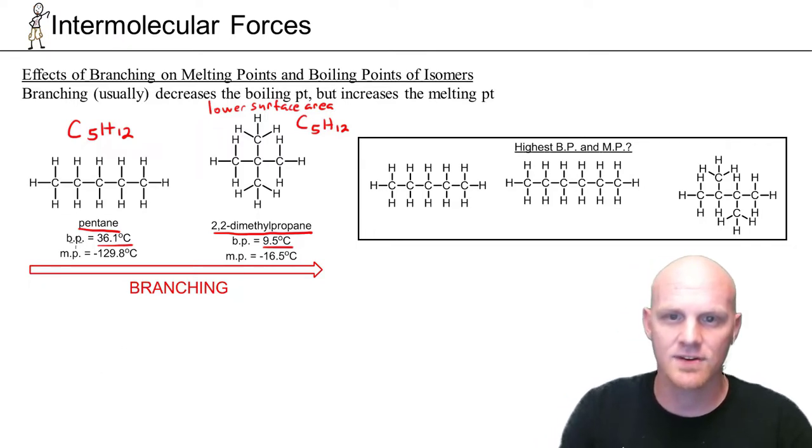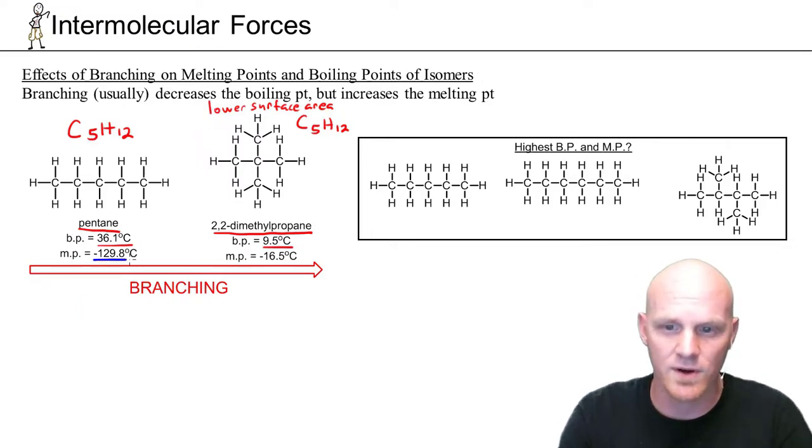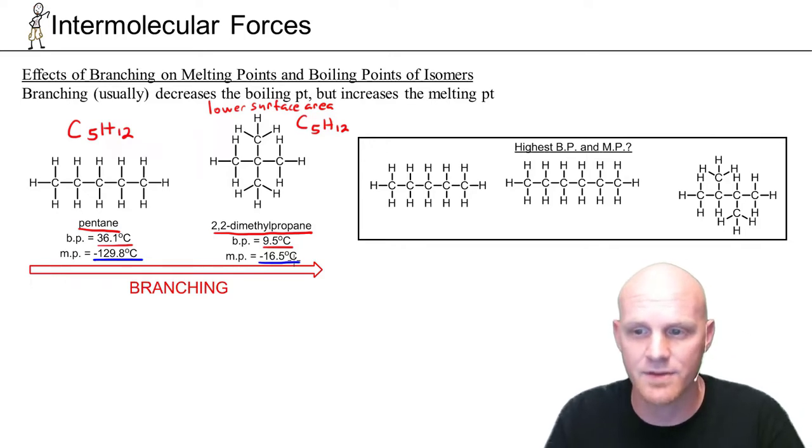But we see it's going to have the exact opposite effect on the melting point, and we've got to explain this. If you notice pentane here, again unbranched, melting point or freezing point, same difference, is negative 129.8 degrees Celsius, but there's a significantly higher melting point for the 2,2-dimethylpropane.